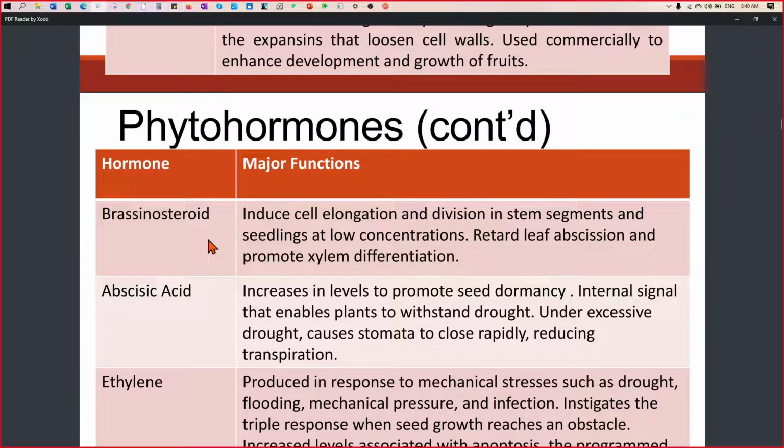Brassinosteroid is involved with stem elongation and division, and also has a negative or antagonistic effect with abscisic acid, to prevent the leaf or your fruit from falling to the ground. It retards leaf abscission.